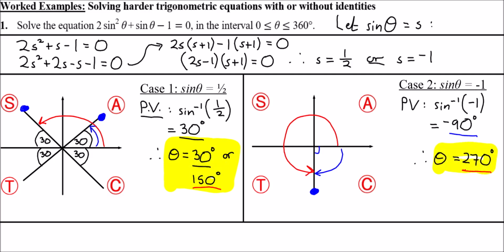This is the second case. So our valid values of theta are that theta is 30 degrees, theta is 150, or theta is 270. So these questions require much more thought than the more basic ones.